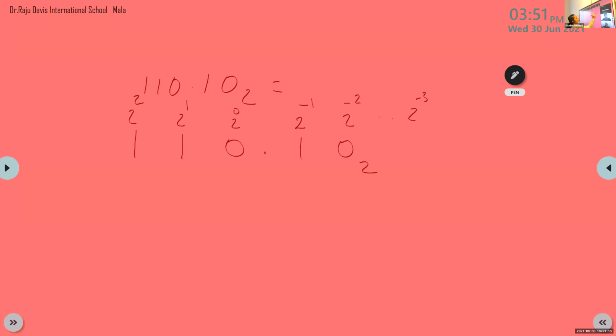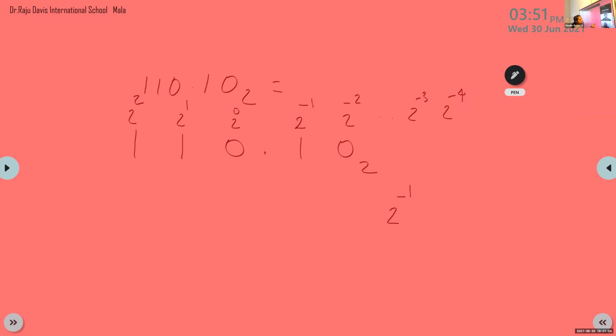Okay, 2 raised to minus 3, 2 raised to minus 4, etc. These are the position values of fractional numbers. For whole numbers, we write the position value as 2 raised to 0, 2 raised to 1, 2 raised to 2. After the decimal point, the position value of the first digit is 2 raised to minus 1, the next is 2 raised to minus 2, then 2 raised to minus 3, then 2 raised to minus 4, just like that.